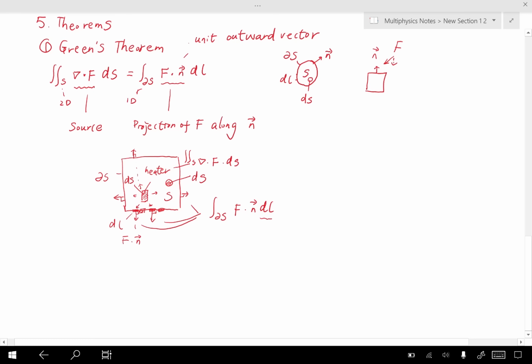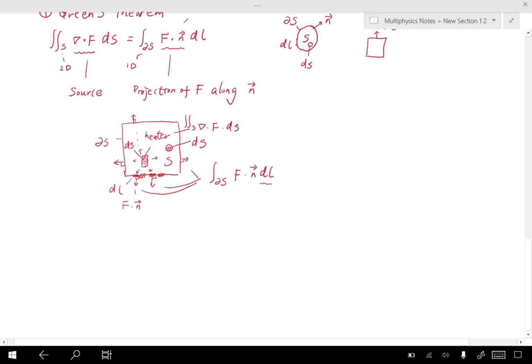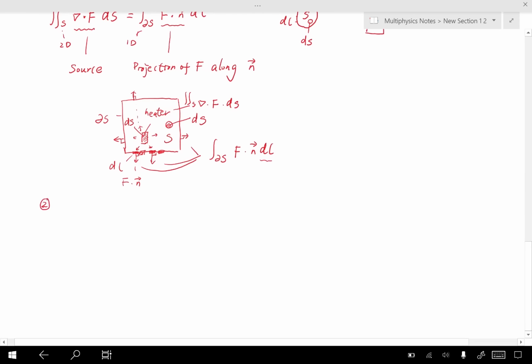The second theorem is called Stokes' theorem. And Stokes' theorem is like this. Okay, so to differentiate, let's do it in this way. This one is a little bit hard to understand.